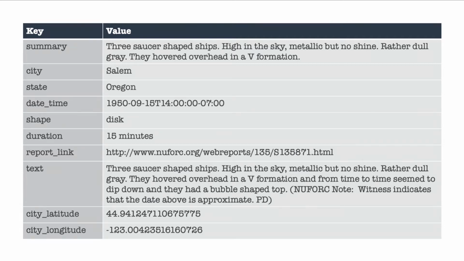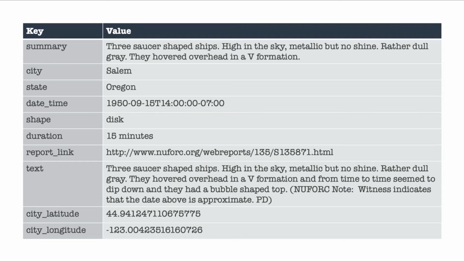You got the city and state. This is where the UFO sighting has occurred. The date time is there in convenient ISO 8601 format. You see that this was September 15th in 1950 and was at minus 700 for the time zone. So since that was Oregon, that means daylight savings time was in effect.